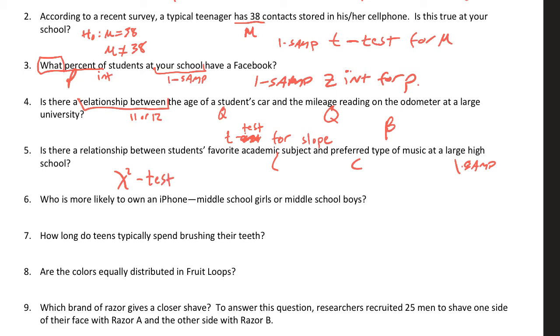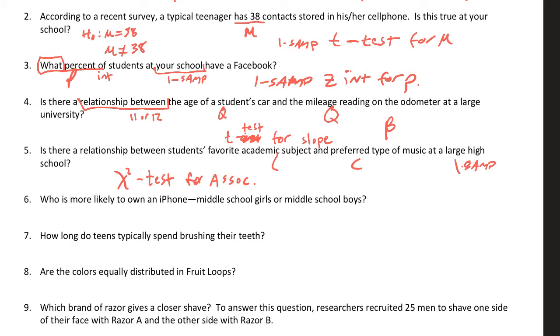It's not GOF because I have two different variables and I'm comparing them. Is the relationship between them. One sample is the relationship, so this is for association or independence, not homogeneity. I'm not saying are the two things equally distributed at this.